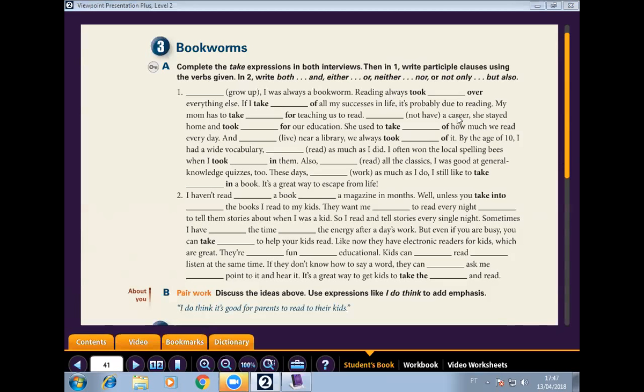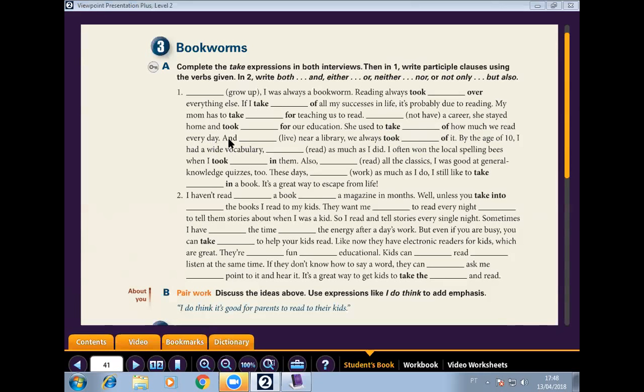Not having had a career, she stayed home and took responsibility for our education. So if you take responsibility, you take control of something. In this case you can say she used to take note or to take charge. If you take note, you notice. If you take charge, you take control. So she controlled it, she noticed it. So she used to take note of how much we read every day.